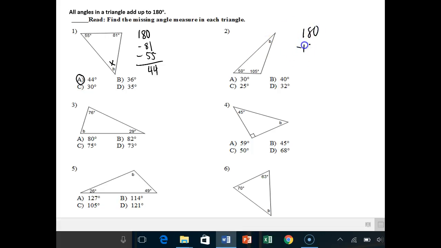So I'll do number 2 with you as well. 180 minus 105 minus 50. So the missing angle, if all three angles always add up to 180 degrees, would be 25 degrees. Again, if you add 25 plus 50 plus 105, you should get 180. I'll do one more. This one has a 90 degree angle in it, so it's 180 minus 90 minus 45. So your answer is 45 degrees. Because 45 plus 45 is 90, plus 90 is 180.